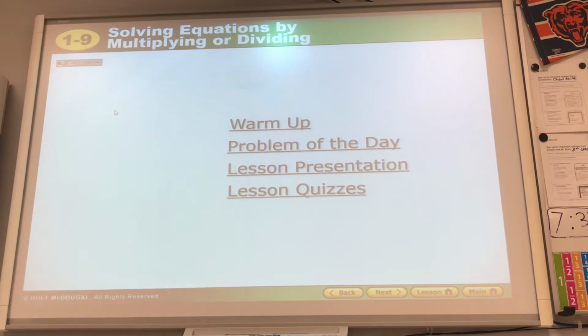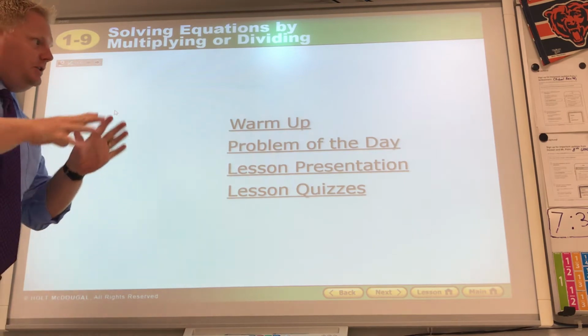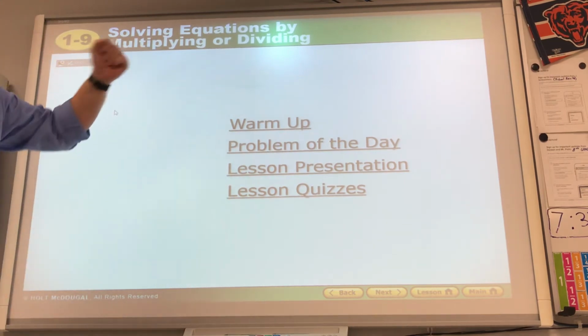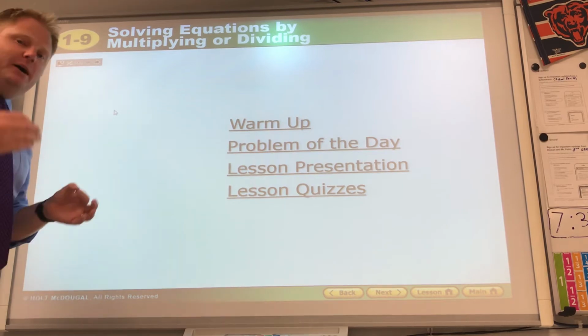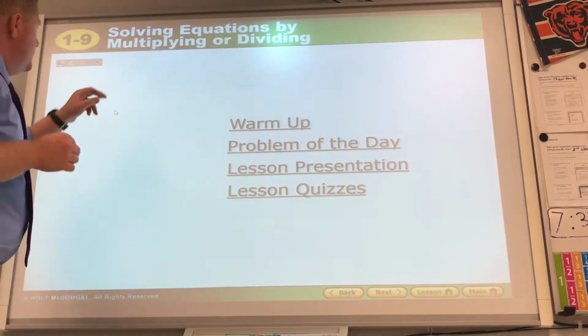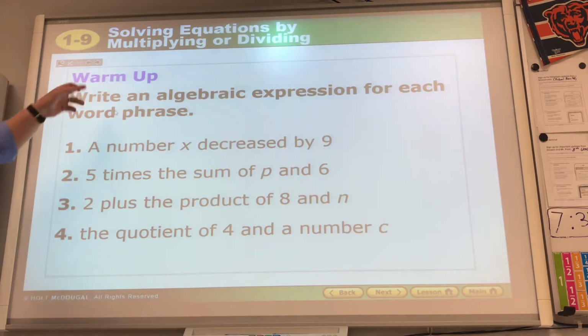But here we go. Solving equations by multiplying or dividing. Now, doing addition and subtraction earlier today and multiplying and dividing, hopefully you keep them the same. But they're still one-step problems. They're still inverse operations. And we've pounded that into your head the last 2 years, so that'll make this year go easier. So, we've got all these phrases.